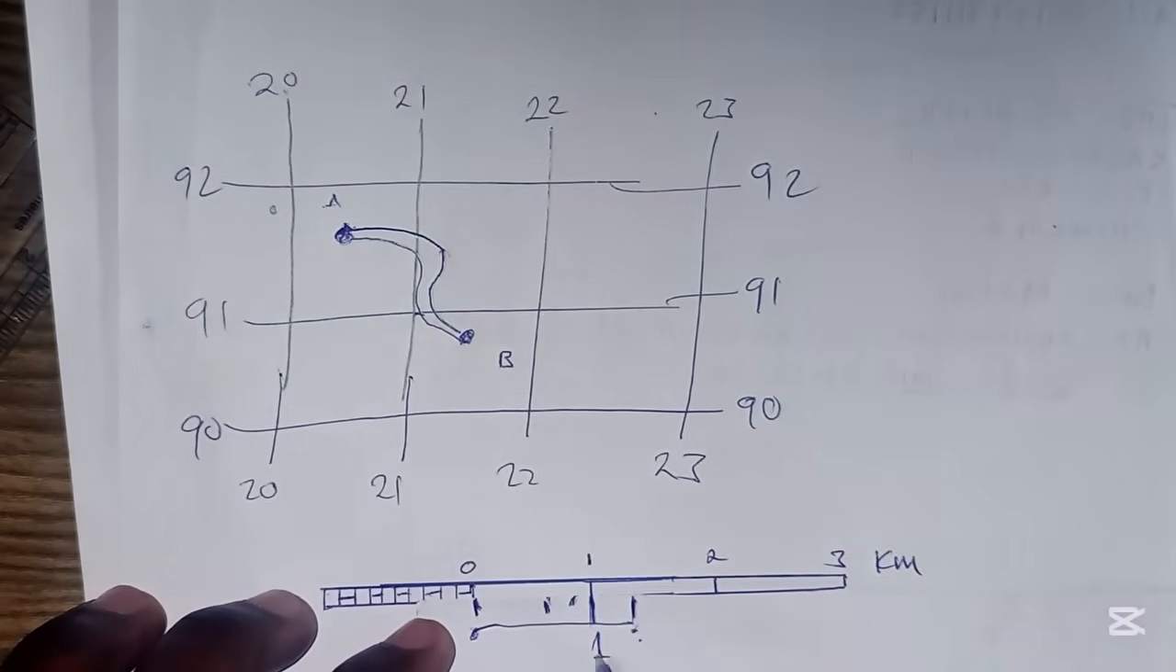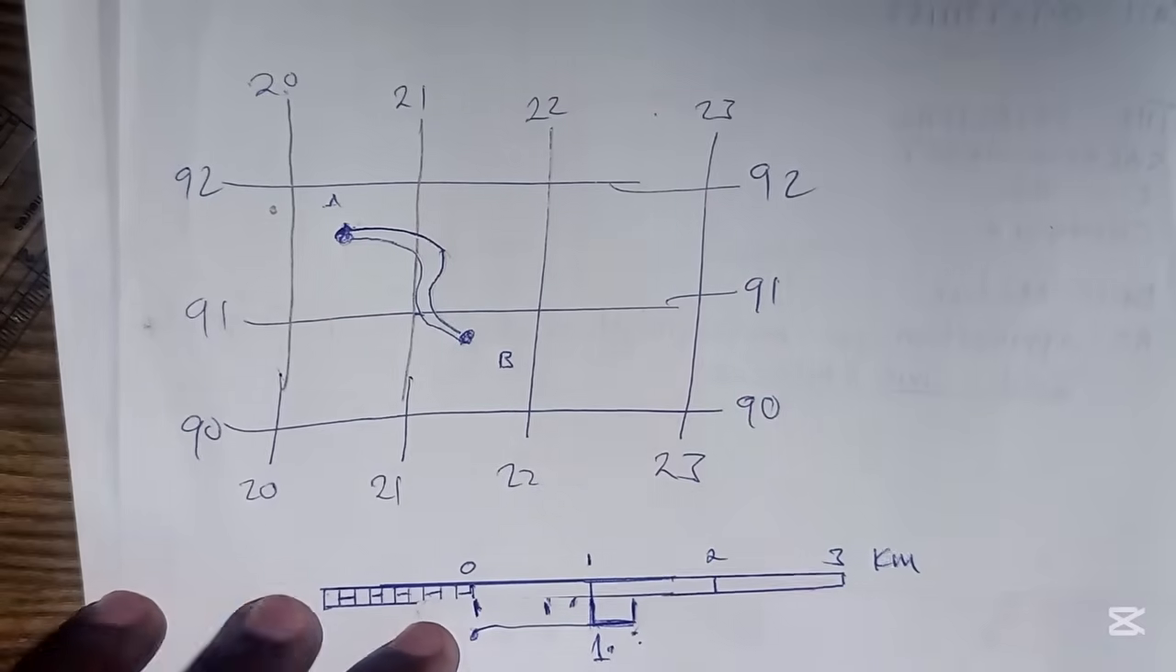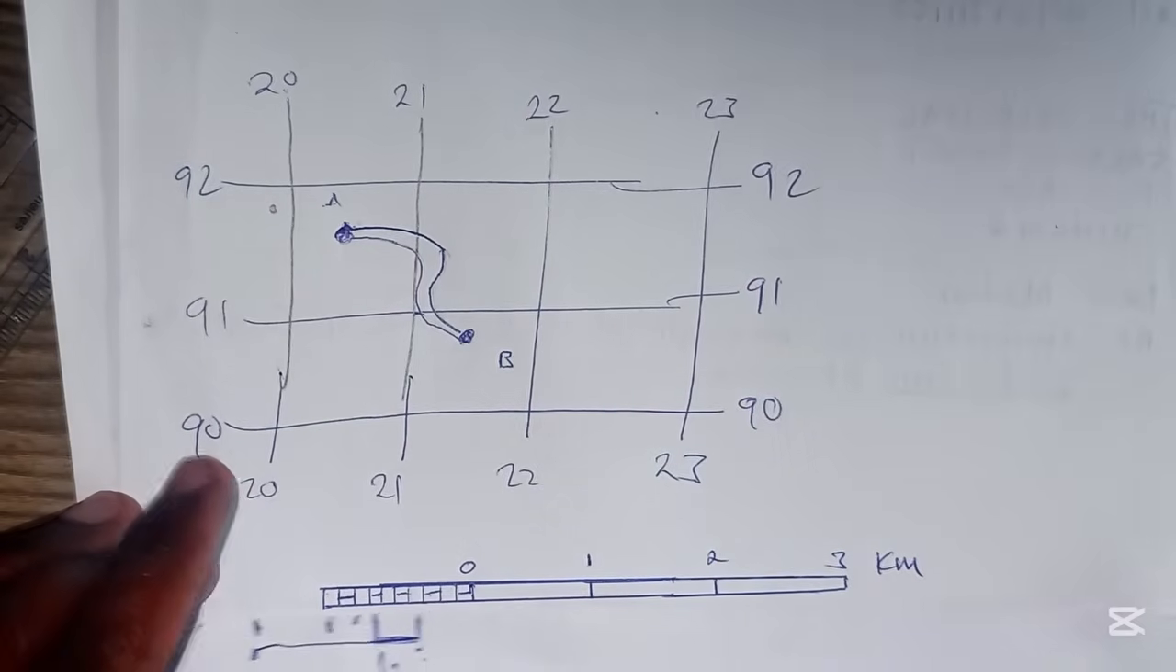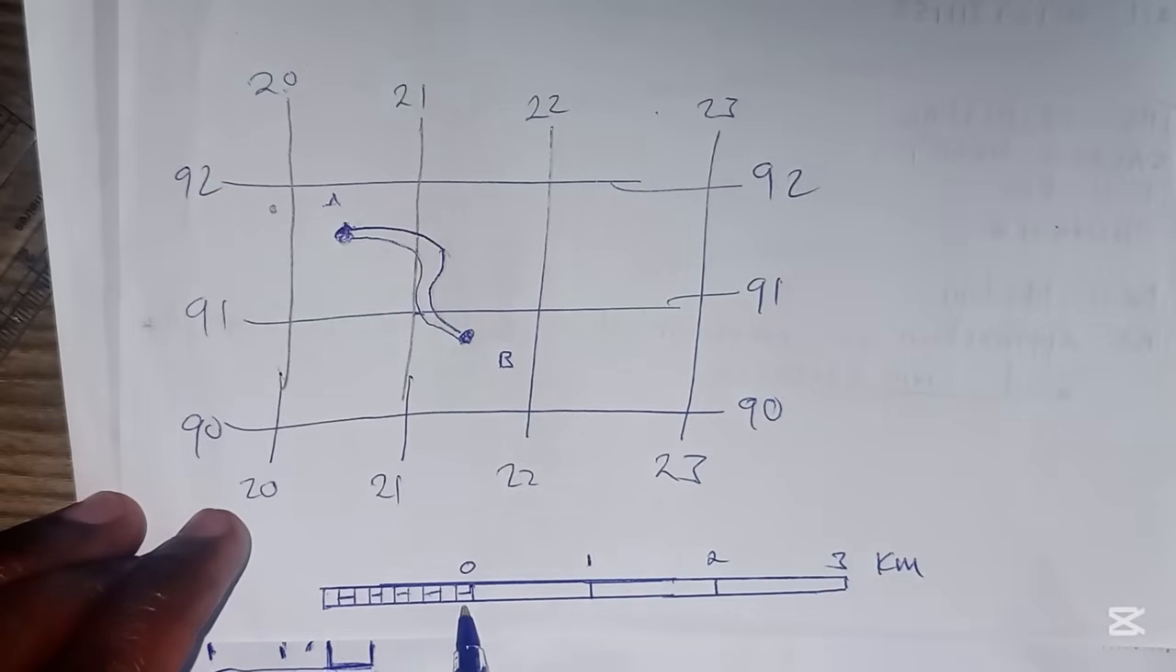So 1 is somewhere here. Then you have this extra distance. Now, how are you going to tell this extra distance? Is this 1 point what? So what you do with this extra distance is that you take it to these smaller divisions.